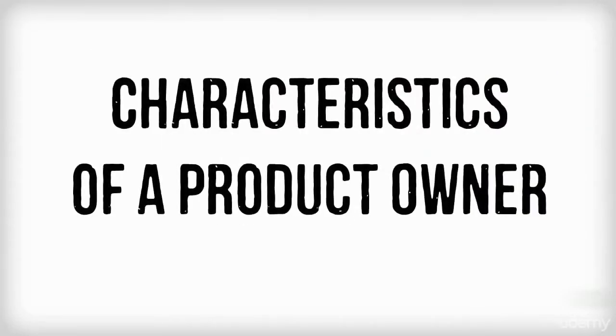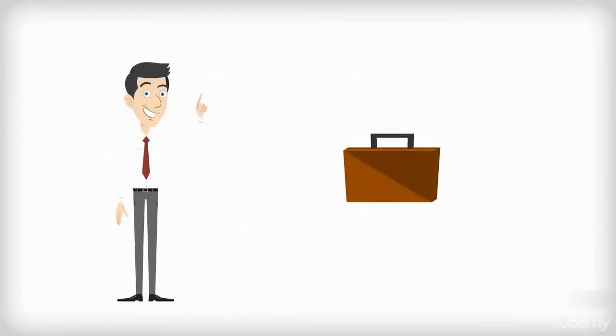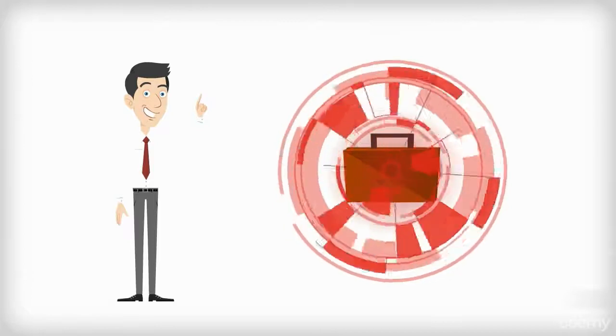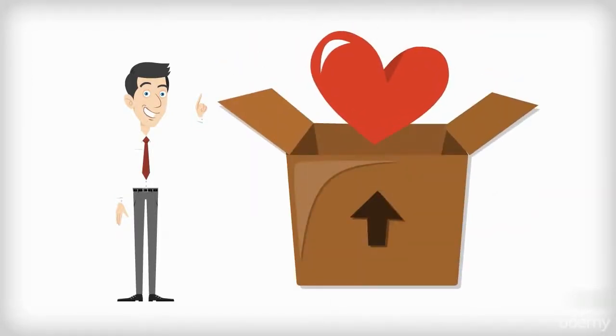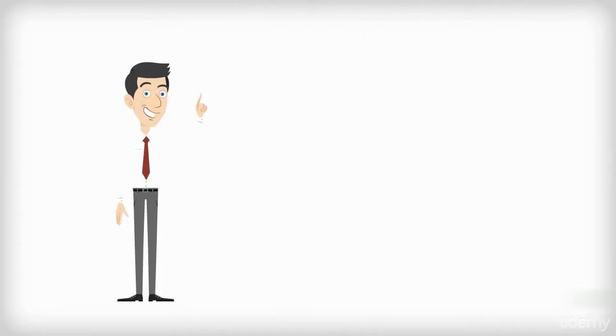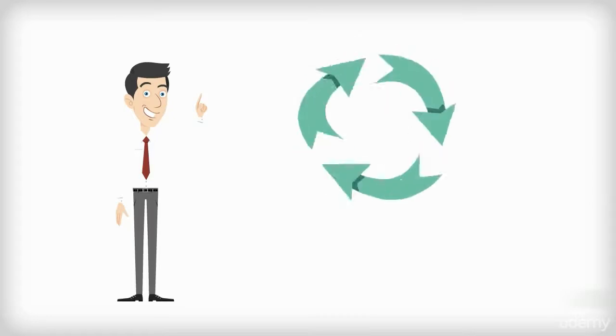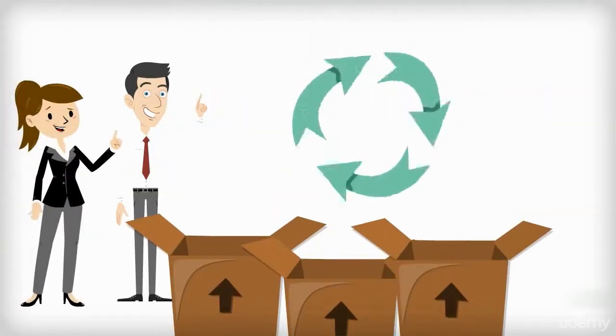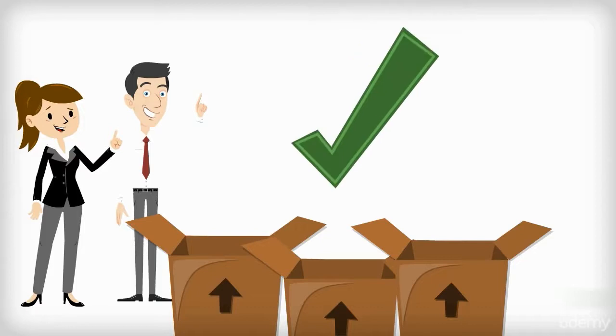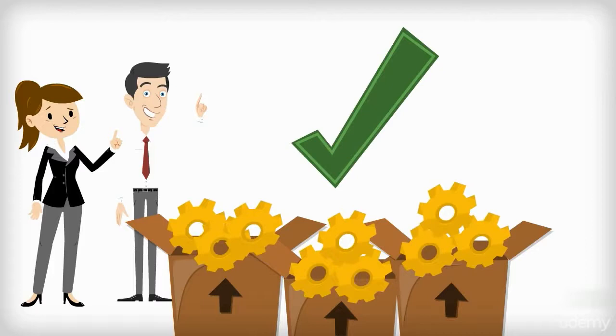Characteristics of a product owner. A product owner understands the vision of the business and wants to realize that vision into a real living, breathing product. Product owners are typically product managers used to managing the life cycle of one or more products. He or she is interested in getting as much value as possible from the team in order to deliver as many features as possible as quickly as possible.